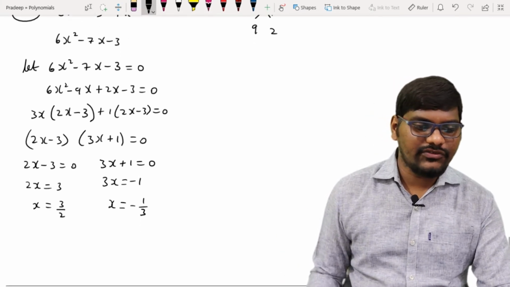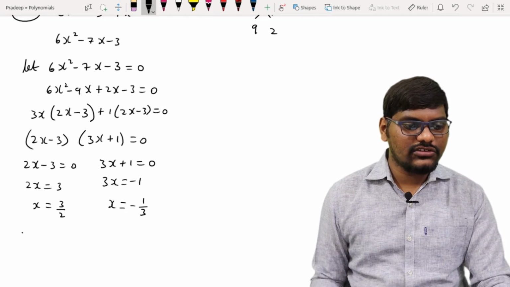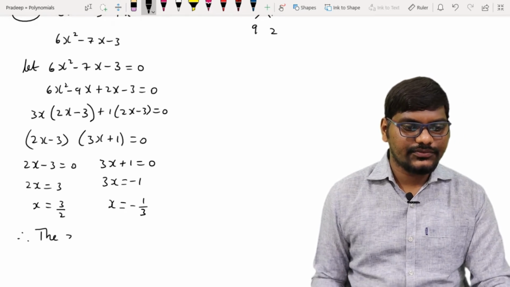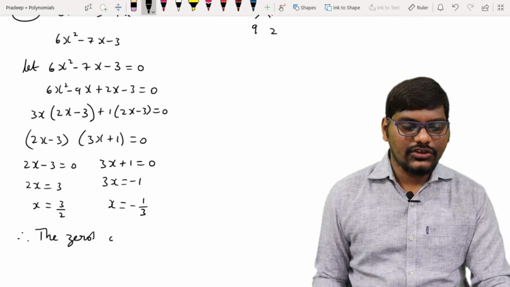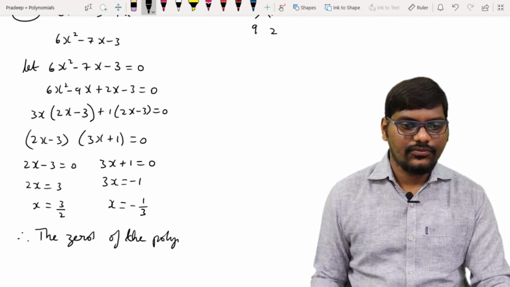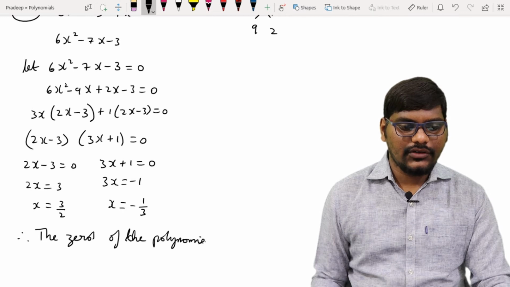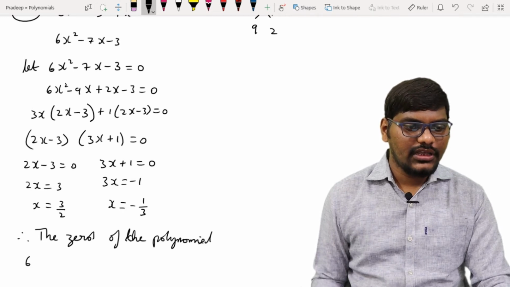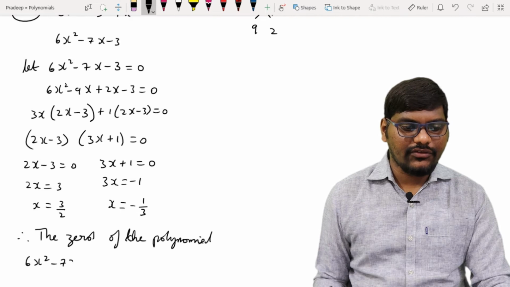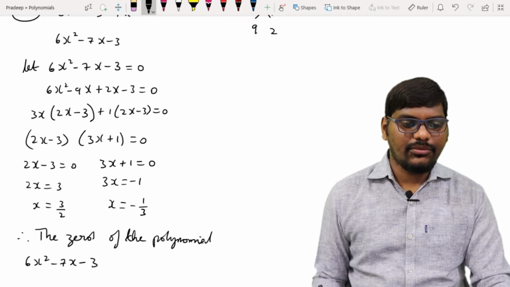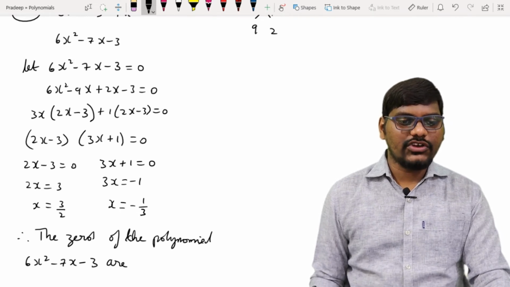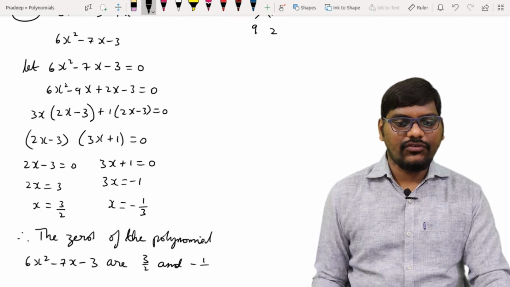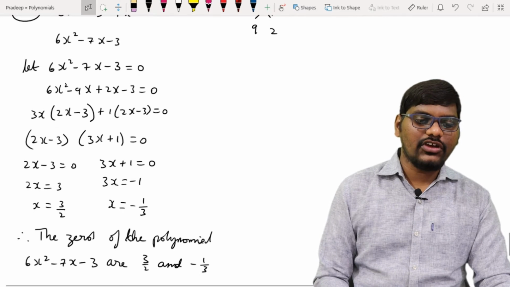As these are the values which we got, we'll write the conclusion also. Therefore the zeros of the polynomial, that we can write it as, what is the polynomial? 6x square minus 7x minus 3 is the polynomial, and the values which we got are 3 by 2 and minus 1 by 3.